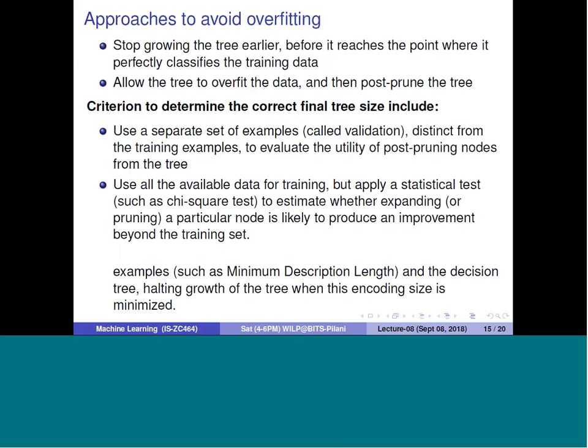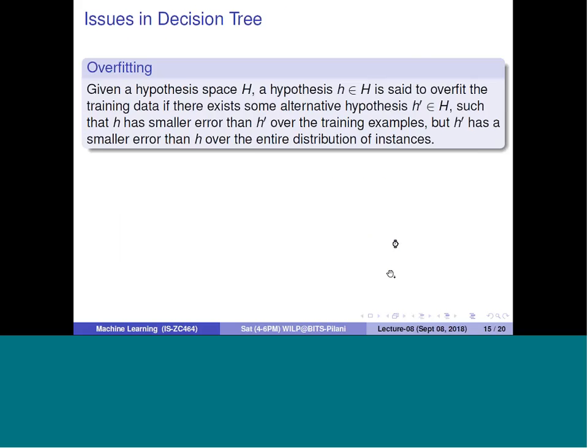So how to avoid overfitting? One approach is that you stop growing the tree earlier. Means you don't train your tree perfectly. Before it becomes perfect, with no error, you stop growing. How can you stop growing? Very good question. How can you stop growing?